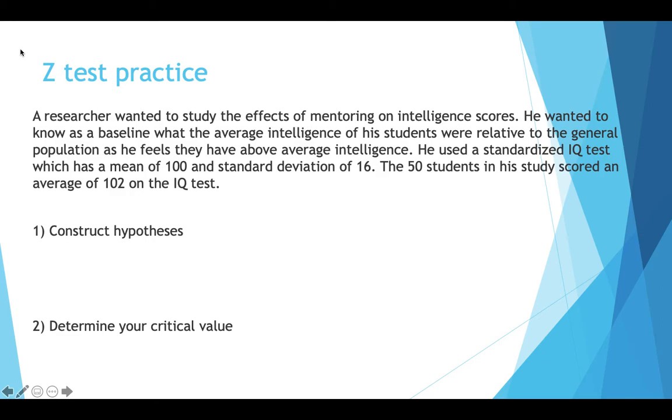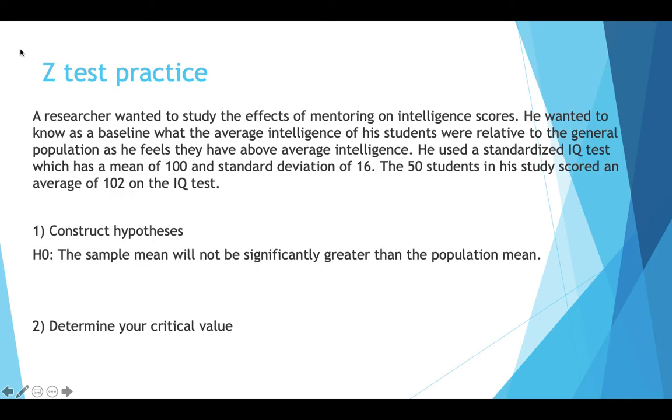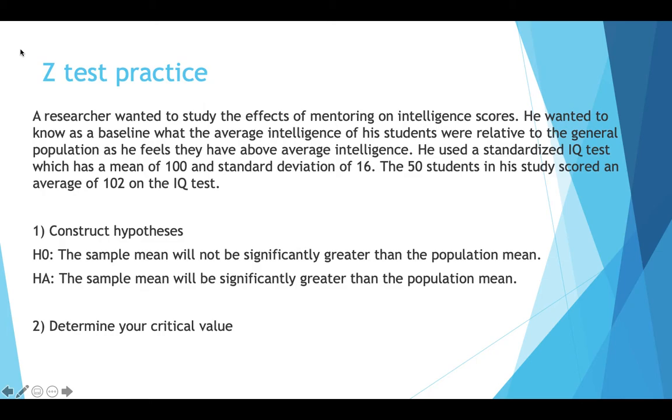So first, let's set up our null hypothesis. The sample mean will not be significantly greater than the population mean. Our alternative hypothesis, the sample mean will be significantly greater than the population mean. And because we expect a positive direction in this test, we have a one-tailed test, and that gives us a critical value of positive 1.64.